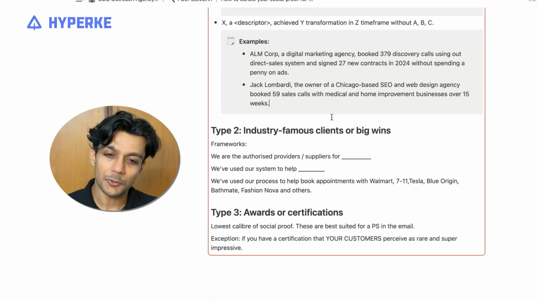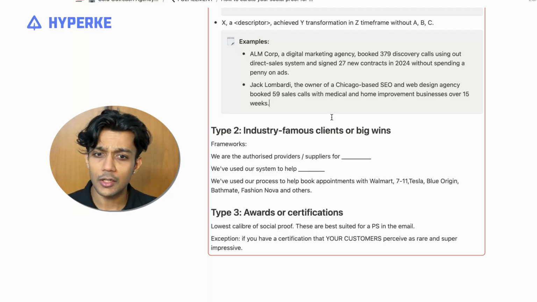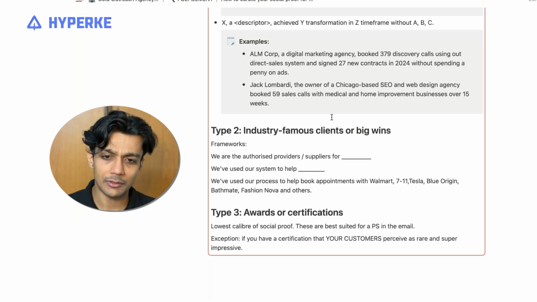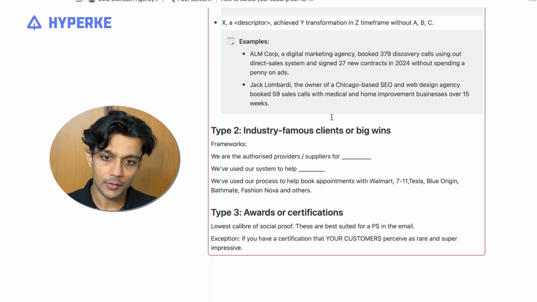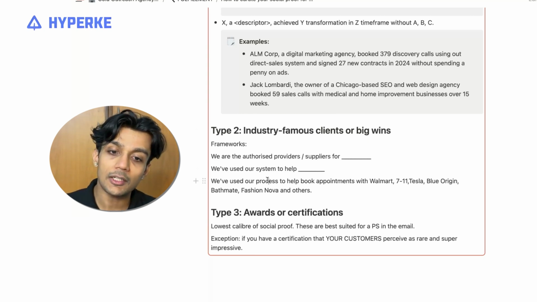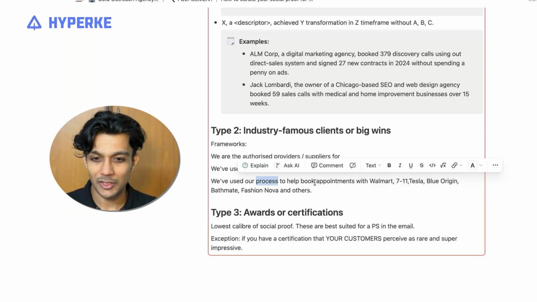Now, the second type of social proof is when you worked with large clients, right? So in our case, we've helped our clients book appointments with companies like Walmart, 7-Eleven, Tesla, Bathmate, Craft Sports, Fashion Nova, etc. So this is our big piece of social proof, right? And this is what we say. So we say we've used our process to help our clients book appointments with these companies.